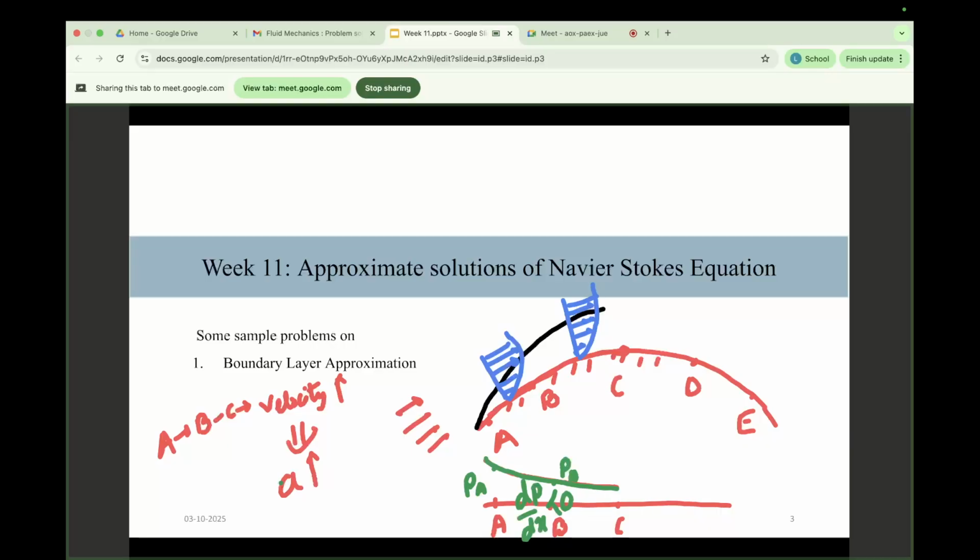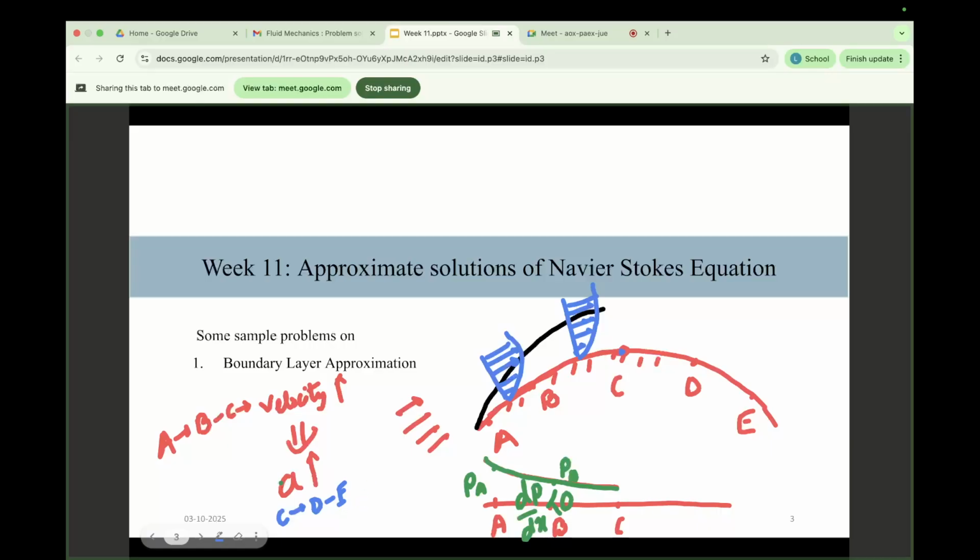So what will happen after this point C, or at this point C? Again at point C, the pressure gradient will be 0 because it is at the top point. So here the velocity can easily follow the surface. And again after C, along D and E, what will happen at this point?